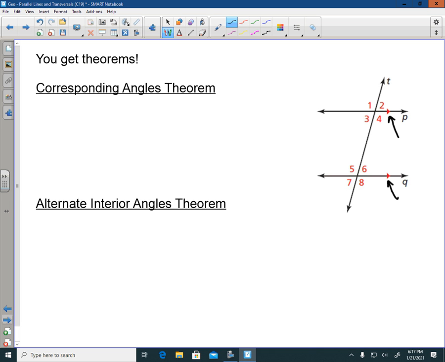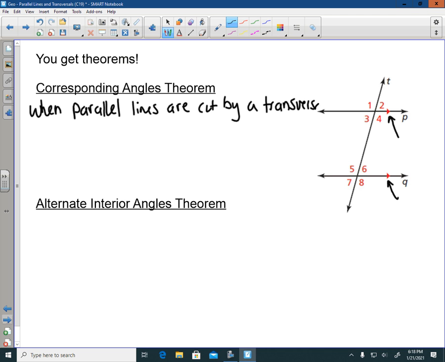And so each one of these starts like this. When parallel lines are cut by a transversal, that condition has to be met. If the lines are not parallel, this doesn't work. If you don't have a transversal, it doesn't work. But what we know, when parallel lines are cut by a transversal, corresponding angles are, and the next word is either congruent or supplementary.